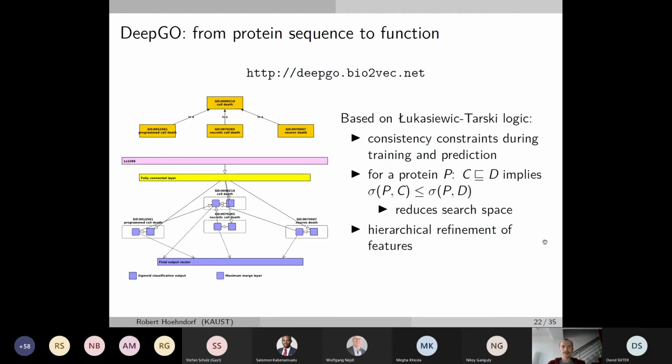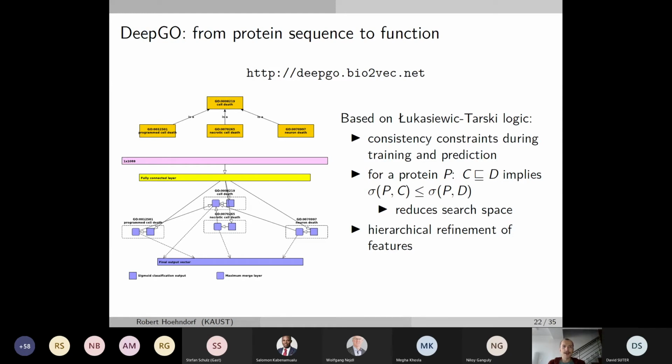So what we have built in DeepGO is a neurosymbolic classifier which uses the axioms of the gene ontology as constraints. And this classifier is based on a kind of fuzzy logic called Lukasiewicz-Tarski logic, where we translate some of the axioms in gene ontology into constraints on this optimization problem when we train this DeepGO model.